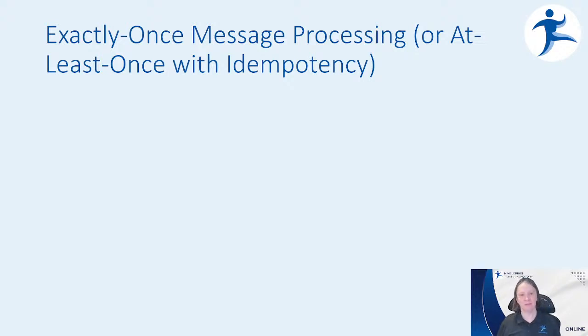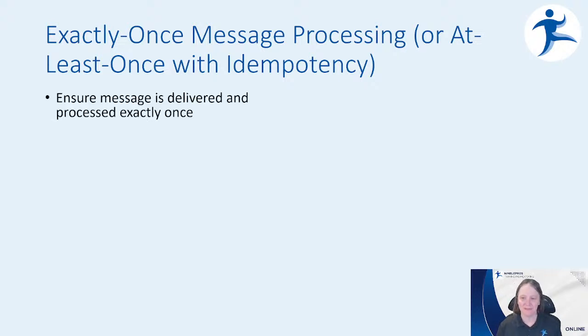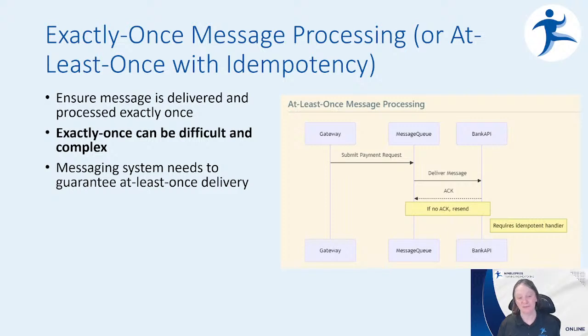Now, another solution you could deal with is exactly once messaging. Asterisk, and exactly once is pretty difficult and complex to get. You have to make sure that all the planets are aligned, that everything makes sense in the scenario. It's almost like perfection; it's hard to get. So the other thing we recommend is at least once with idempotency. So, exactly once versus at least once. Ensuring that the message is delivered and processed exactly once, that's exactly once, but again, it can be difficult and complex. At least once delivery makes a little more sense, and this is what it looks like.